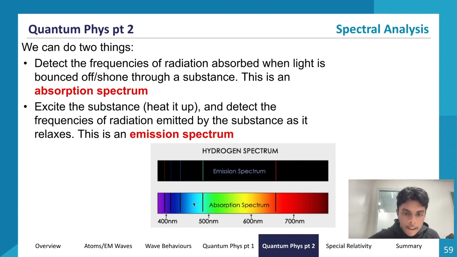So we can see here, the emission spectrum is like the opposite of the absorption spectrum. The absorption spectrum has dark bands, which show the wavelengths of light that it absorbs. And the emission spectrum has light bands, which show the wavelengths that it releases or emits.